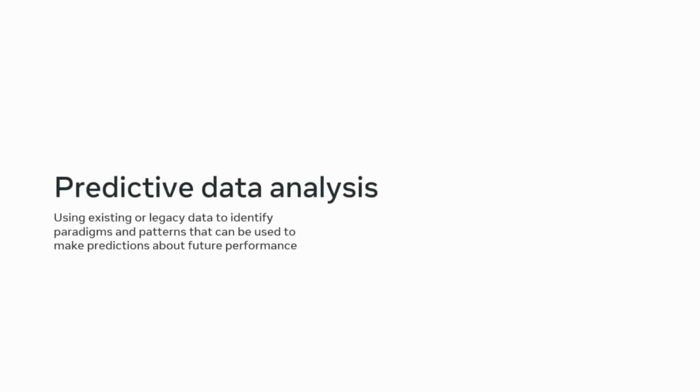Predictive data analysis uses existing or legacy data to identify paradigms and patterns. These patterns can then be used to make predictions about future performance. For example, Lucky Shrub's data show that the sale of gardening tools increases when these items are discounted. They can use this data to predict that further discounts will lead to more sales.